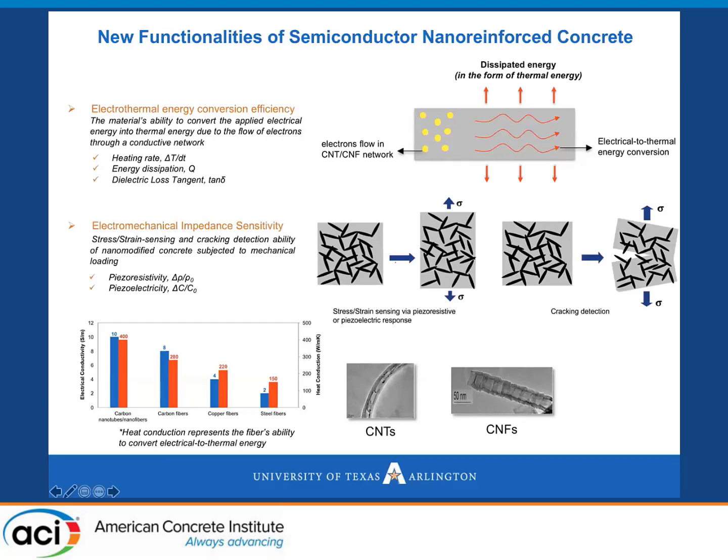This phenomenon appears predominantly due to the flow of electrons through a conductive network when, of course, electric current is applied. It may sound very simple as a concept, however, taking into consideration the heterogeneous nature of concrete and all the difficulties for using and dispersing the nanomaterials, research on this subject can be quite challenging because we're dealing with many unknown factors. Nevertheless, there are three parameters here: the heating rate, the energy dissipation, and the dielectric loss tangent that are the key parameters that characterize the electrothermal efficiency of a material. Let's say of this specific material we're dealing, cementitious materials and concrete.